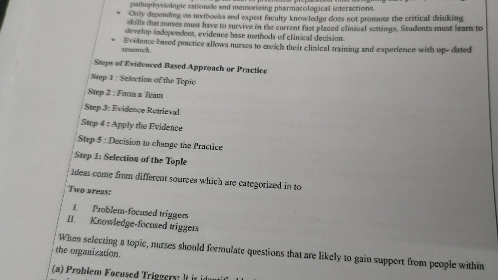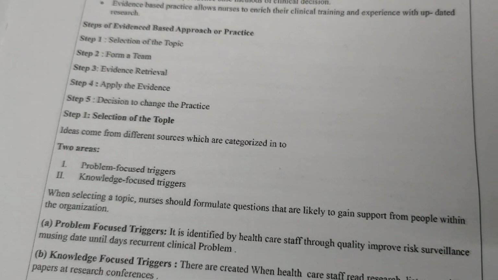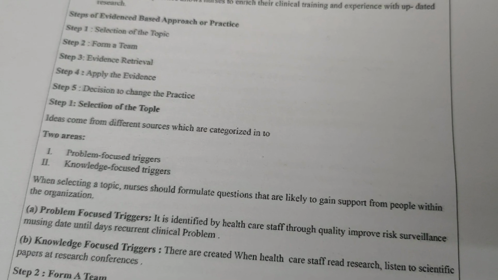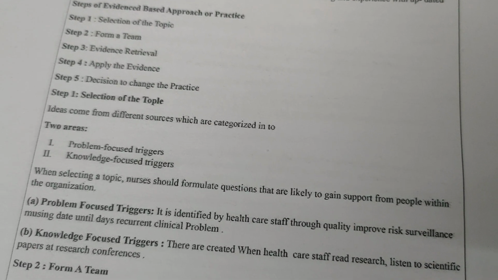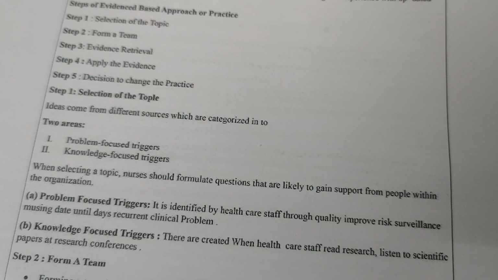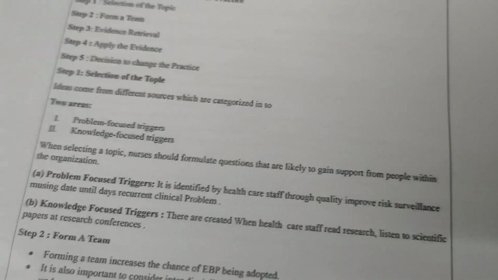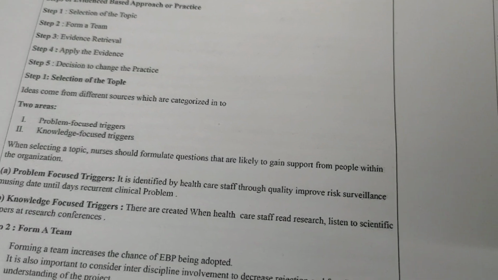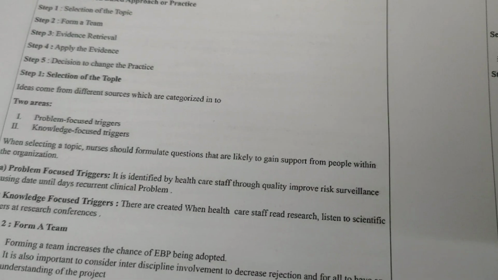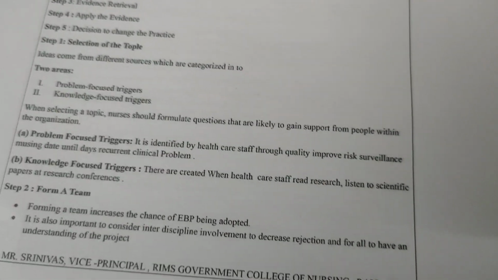First, step 1, selection of the topic. Ideas come from different sources which are categorized into 2 areas: problem-focused triggers and knowledge-focused triggers. When selecting a topic, nurses should formulate questions that are likely to gain support from people within the organization.